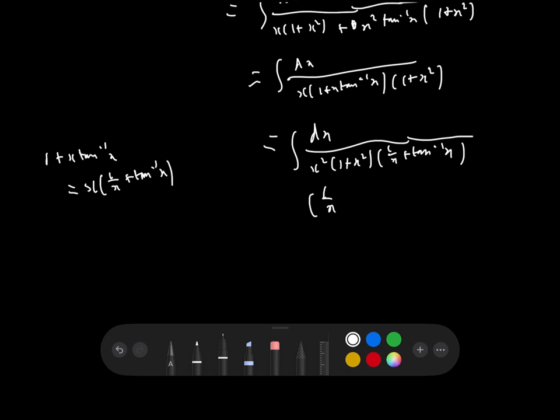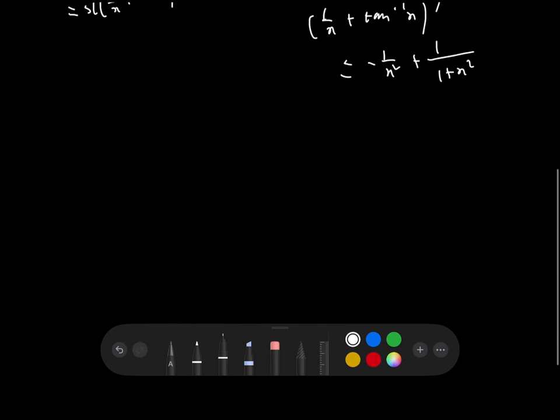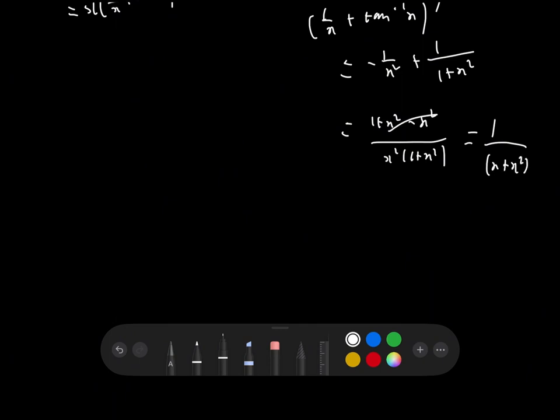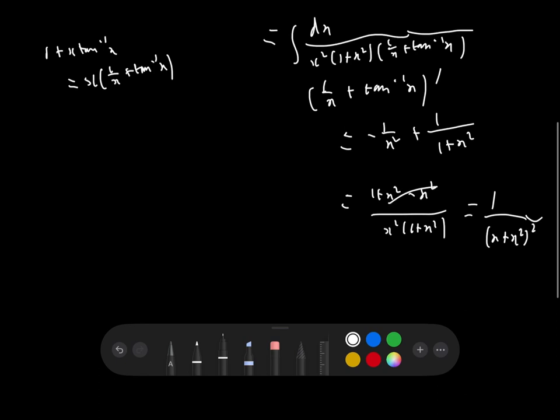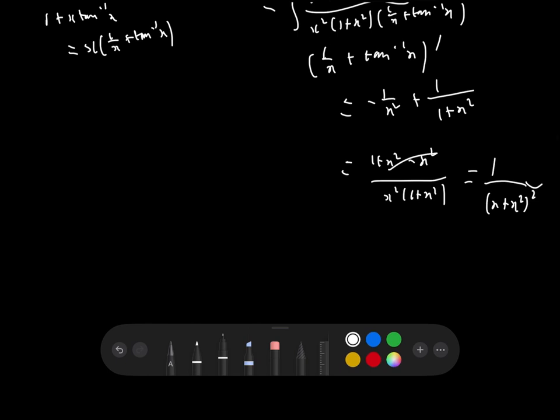Now, if we consider the derivative of 1 on x plus arctan x, however, we'll get the answer being equal to this. And then if we combine the fractions, we'll get 1 plus x squared minus x squared on x squared times 1 plus x squared, which obviously just equals 1 on x squared, so this.